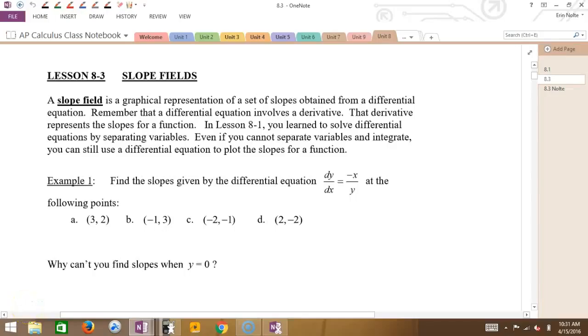Okay, so a slope field is a graphical representation of a set of slopes obtained from the differential equation. Remember that the differential equation, like what we just did with the warm-up today, has a derivative in it. So what does a derivative tell you? The slope. So we're basically analyzing the slope at different points. So we have x's and y's within our slope.